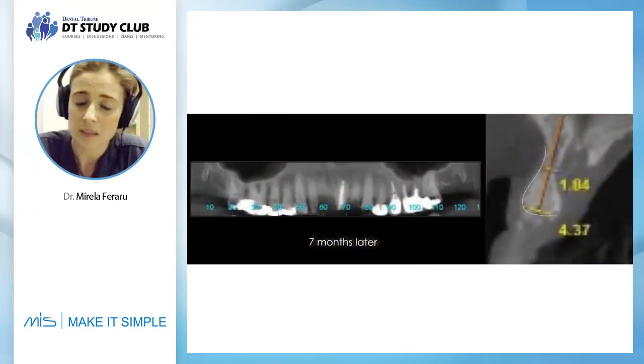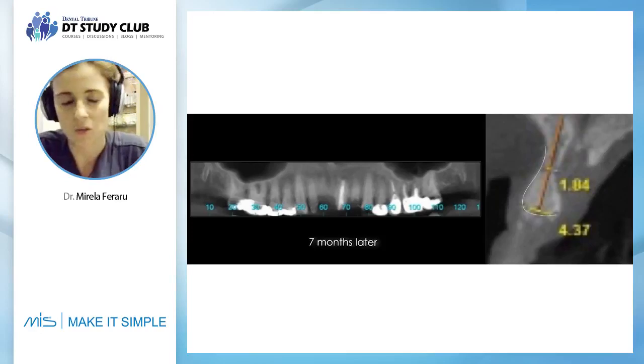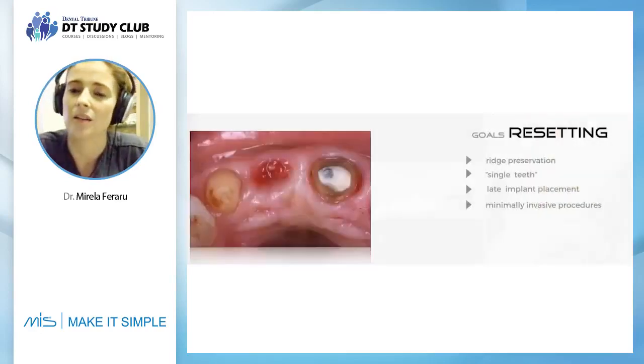Then we waited around 7 months, and you can already see from this image that something else had happened. So when you always prepare for everything, then the unpredictable comes.